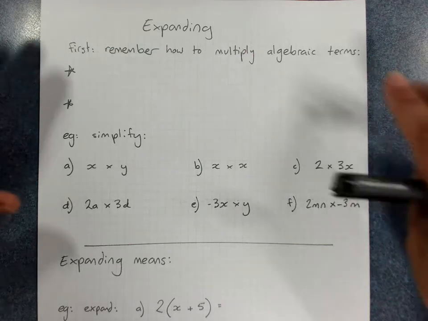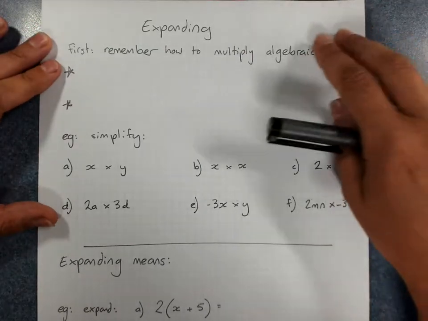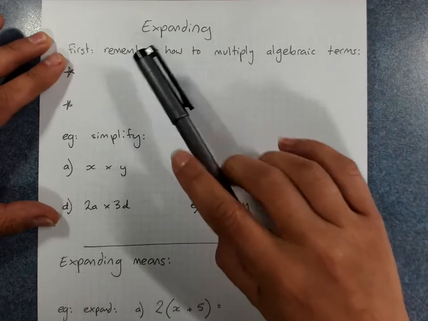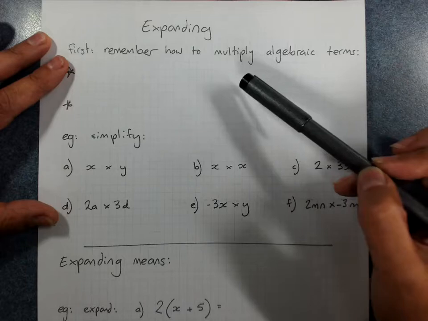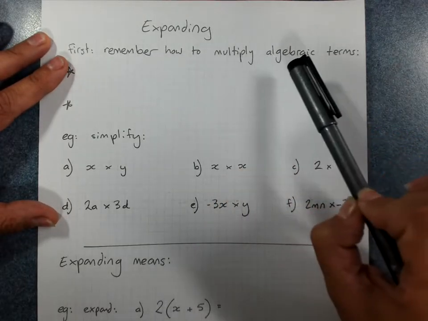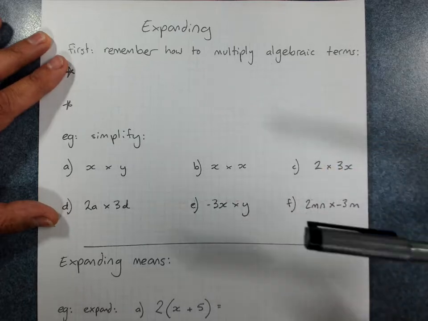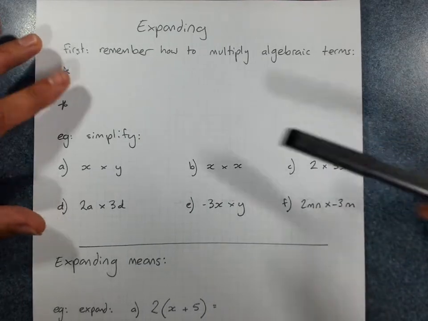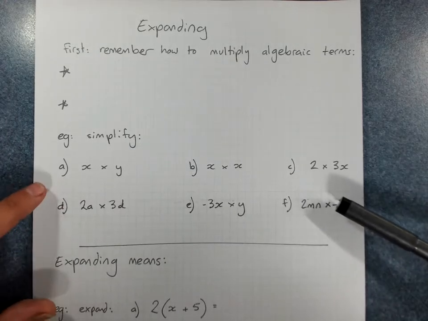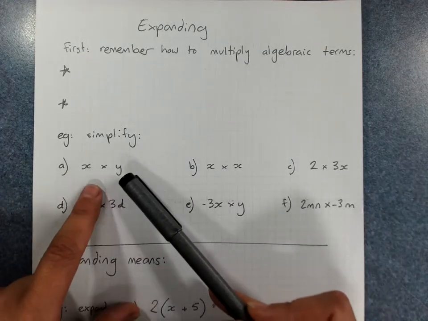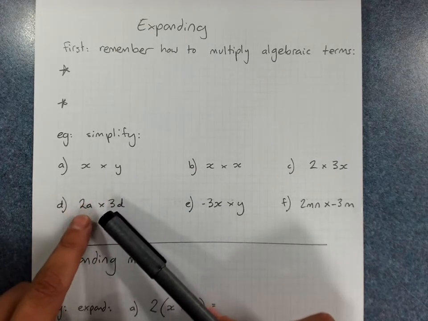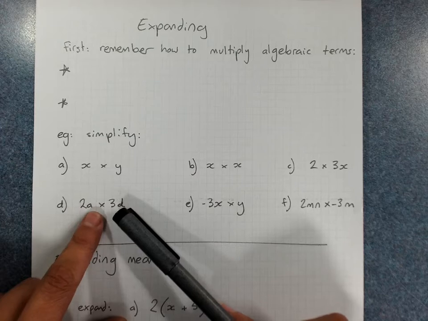Expanding. So you'll remember that expanding means to remove brackets by multiplying. And because we need to be able to expand brackets with algebra, we need to remember how to multiply when we've got numbers involved. So just a bit of a reminder, have a look at these examples here. You can see sometimes we've just got letters multiplied, pronumerals. Sometimes we've got coefficients as well, the numbers in front of the letters.